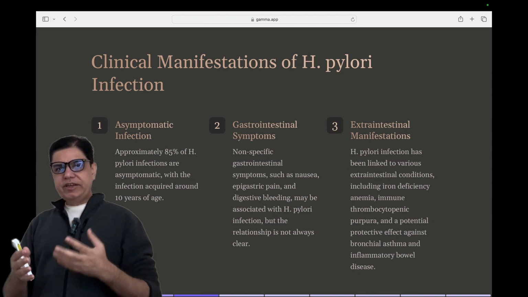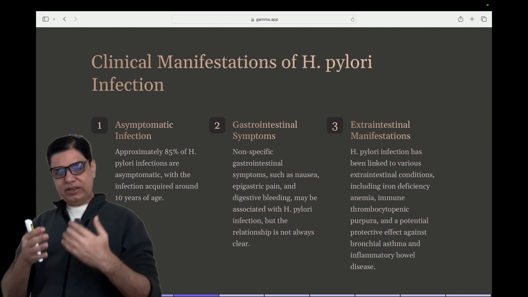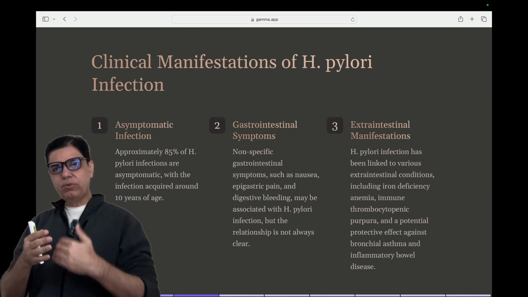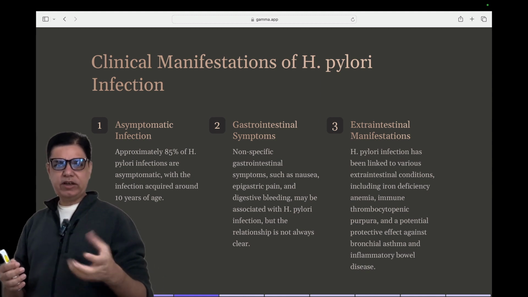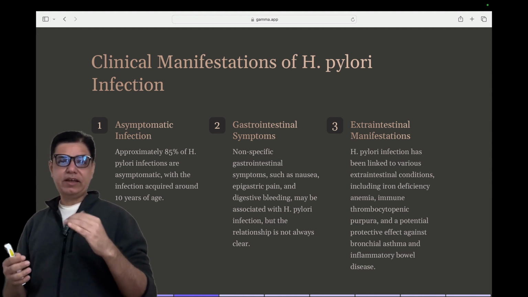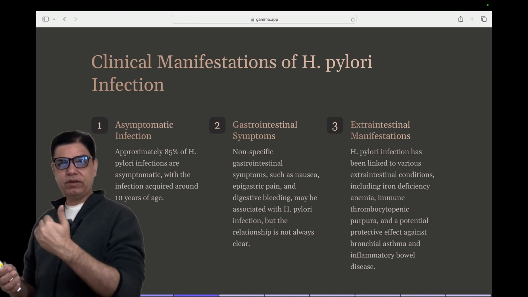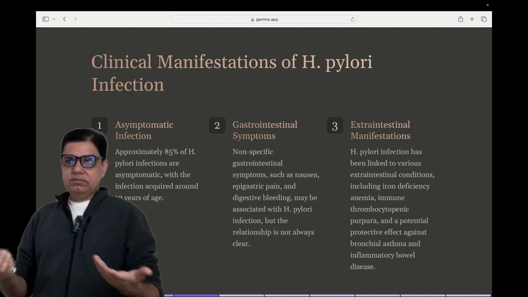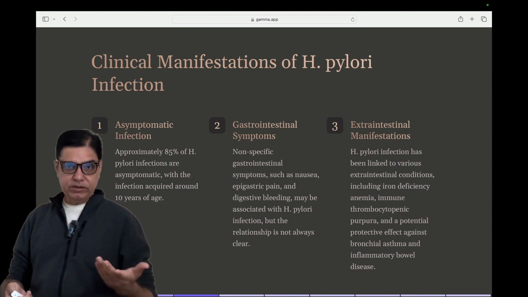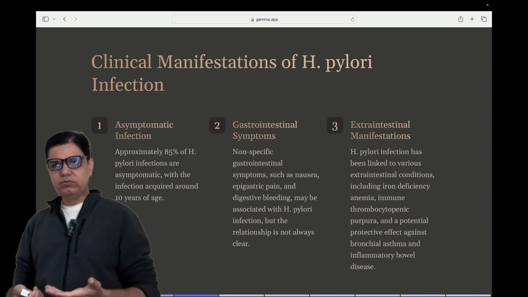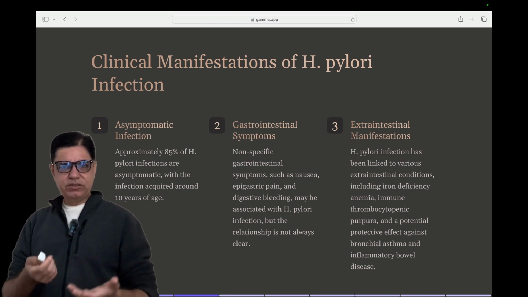And strangely and interestingly, this H. pylori bacteria is thought to be protective against something. We don't know the mechanism, but they say that H. pylori infection has a protective effect against bronchial asthma and inflammatory bowel disease. So if they've got this infection, they've got low chances of having asthma and inflammatory bowel disease. We don't know the reasons for why it is happening, but it does happen. It's quite strange. It might be a spurious association, but somehow we have found that there's something that exists between these two.